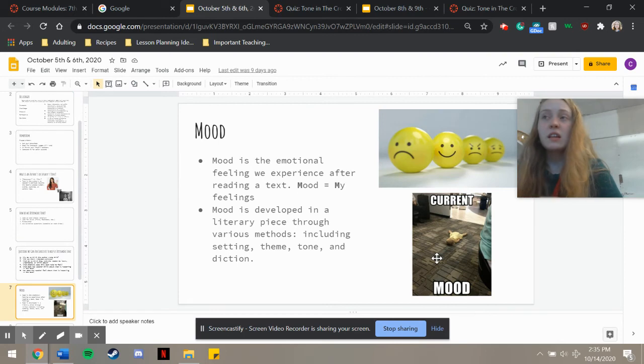One thing that a lot of students mix up with tone is something called mood. I don't want to spend a lot of time on this, but it's important that you understand that the tone of a passage or poem is not your emotional feelings after you read it. That is called the mood. Our emotional response to a reading of a text is known as the mood of that poem or story. Tone is the author's feeling or attitude about the events taking place in the text.